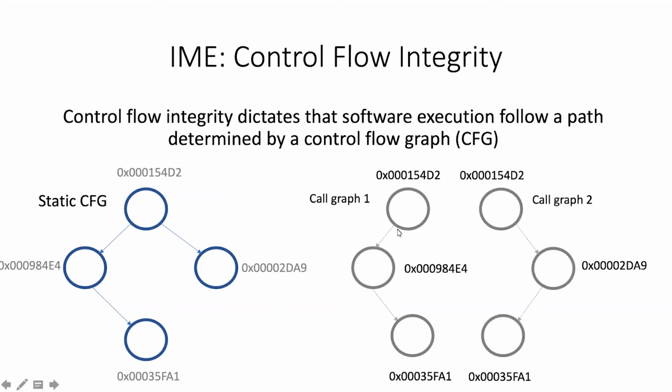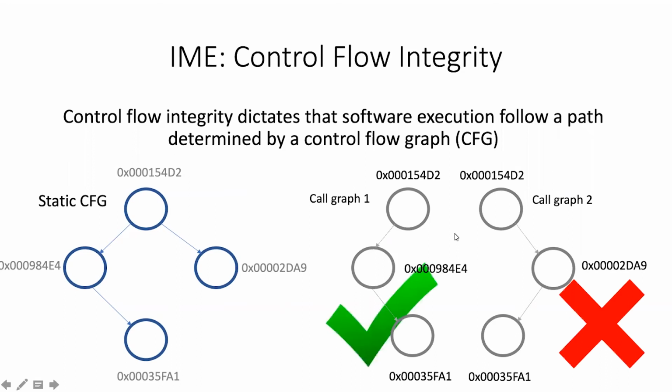And then call graph 2 follows a right branch to reach the bottom node. Now we can clearly see that if we enforce the static CFG on our left on these two call graphs, call graph 1 is a valid execution, whereas call graph 2 is not a valid execution.